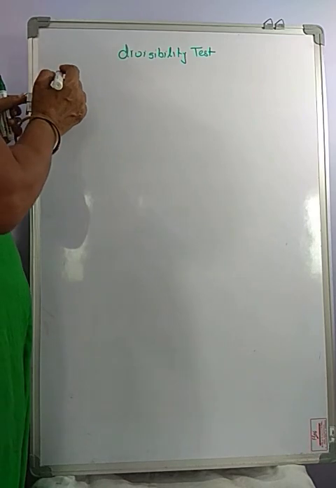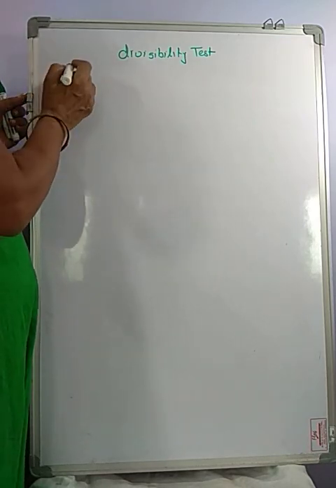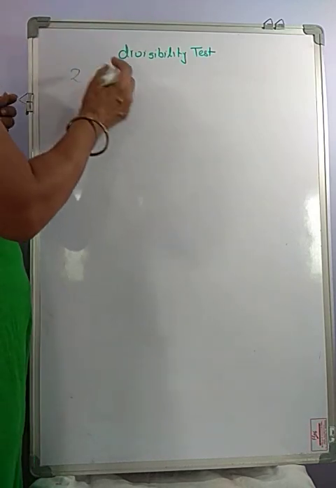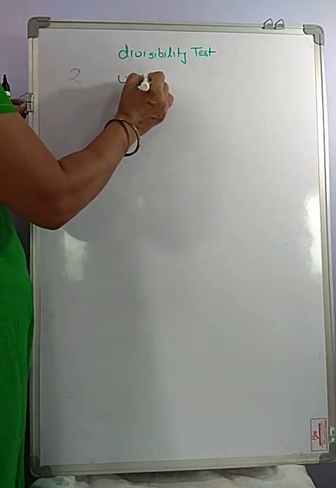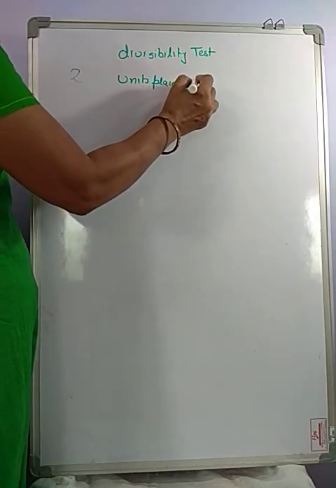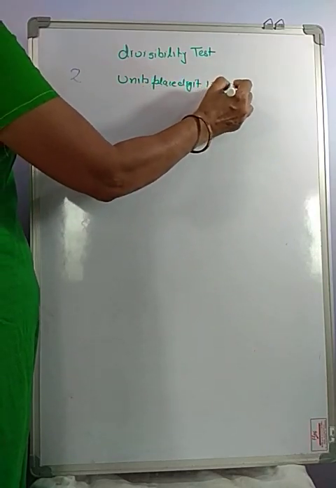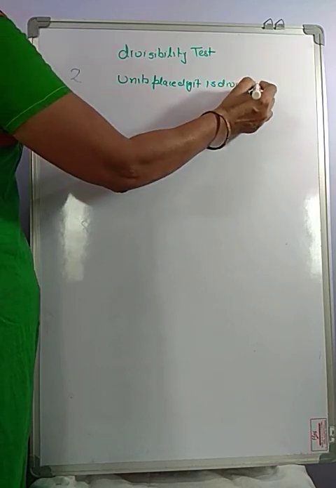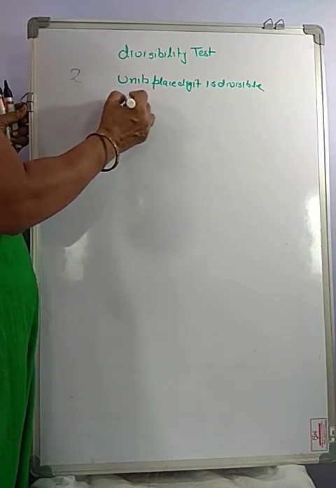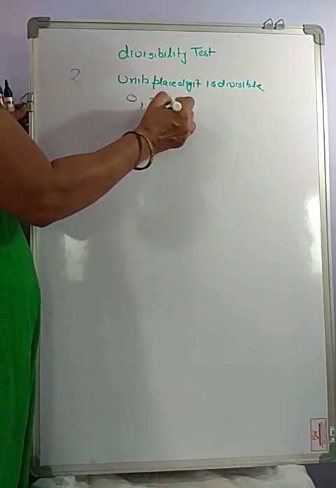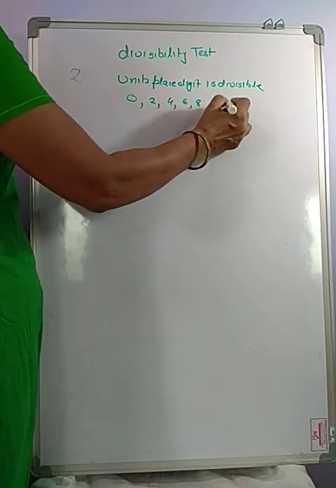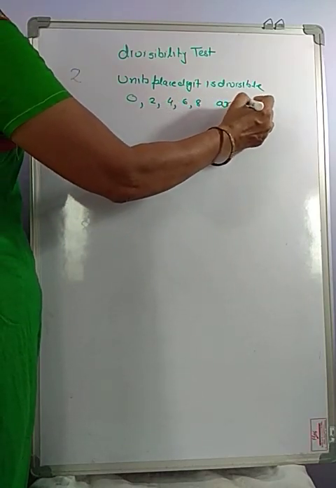We all are very familiar with the divisibility test of 2. What is it? If the units place is divisible by 2, then the number is divisible by 2. That is, 0, 2, 4, 6 and 8 are at the units place.